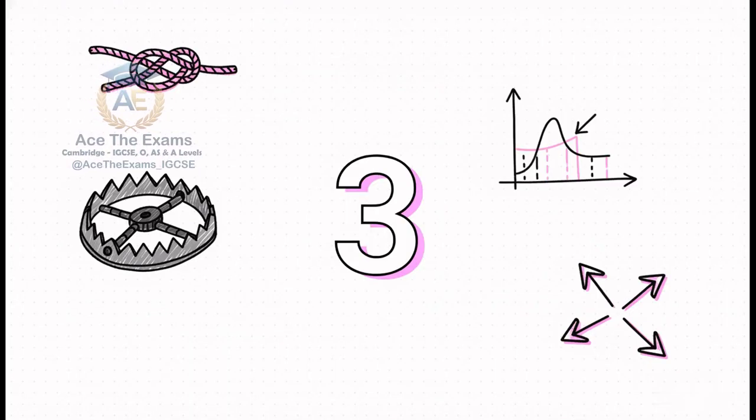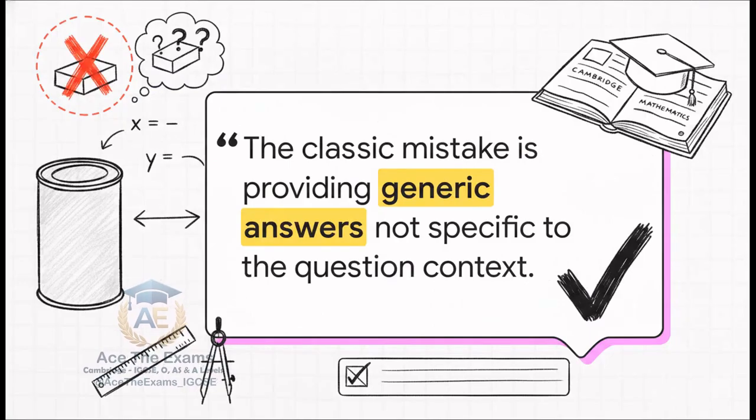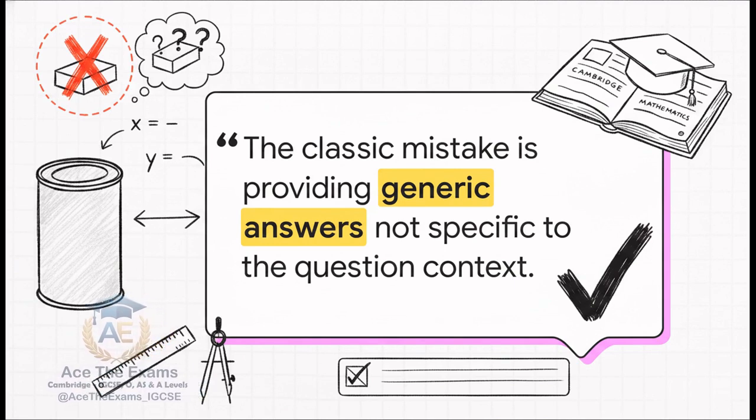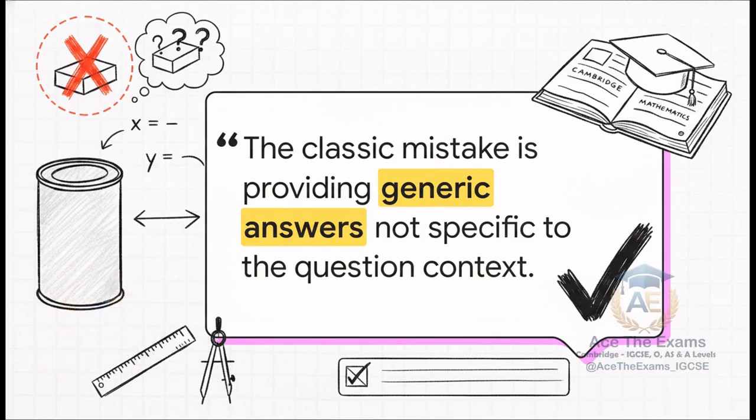And finally, we arrive at trap number 3. This is the most devastating trap in the examiner's playbook. The classic mistake is providing generic answers, not specific to the question context. If the problem you are solving is about designing a cylindrical can to minimize surface area, and your final circled answer is just x equals 4, y equals 12, you have completely failed to link the mathematical point back to the given scenario. The examiner needs to see the real-world conclusion.